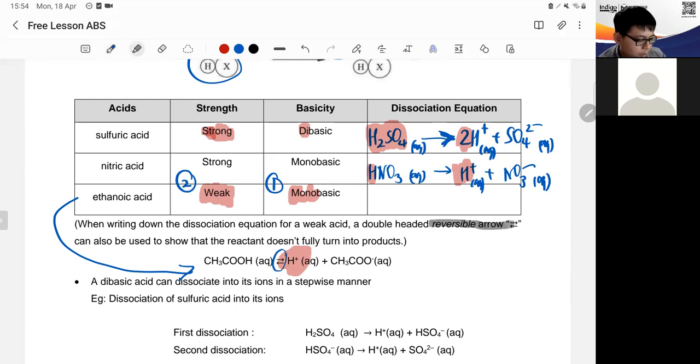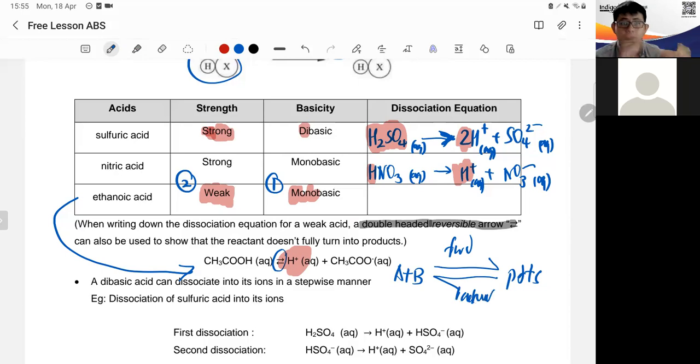This may not be the first time you are seeing a double-headed reversible arrow. What does it mean? Let's say A plus B gives you products, for instance. If it's a reversible arrow, what it actually means is that every time A and B react together to form products in the forward reaction, at the same time some products are decomposing back to give A and B. This is my backward reaction. So both reactions are occurring at the same time.